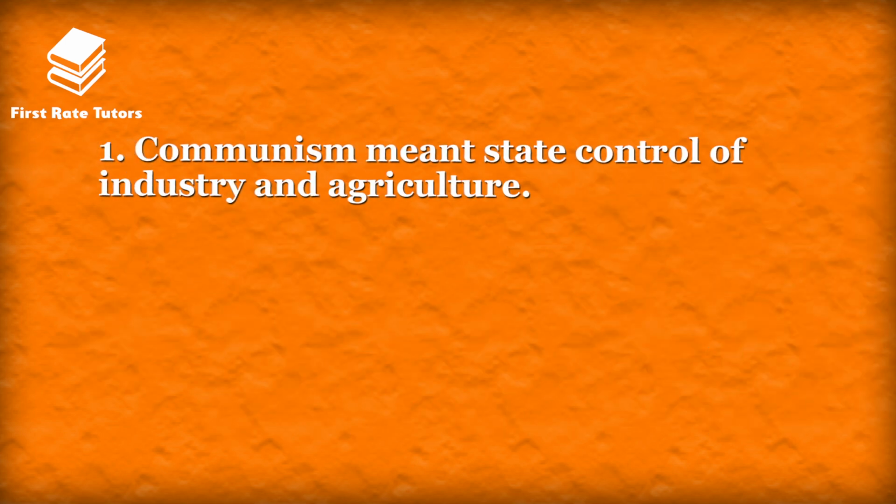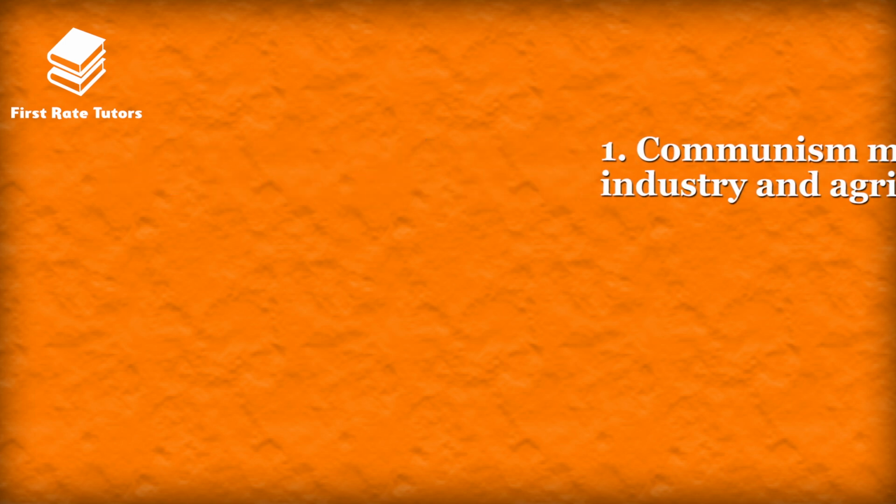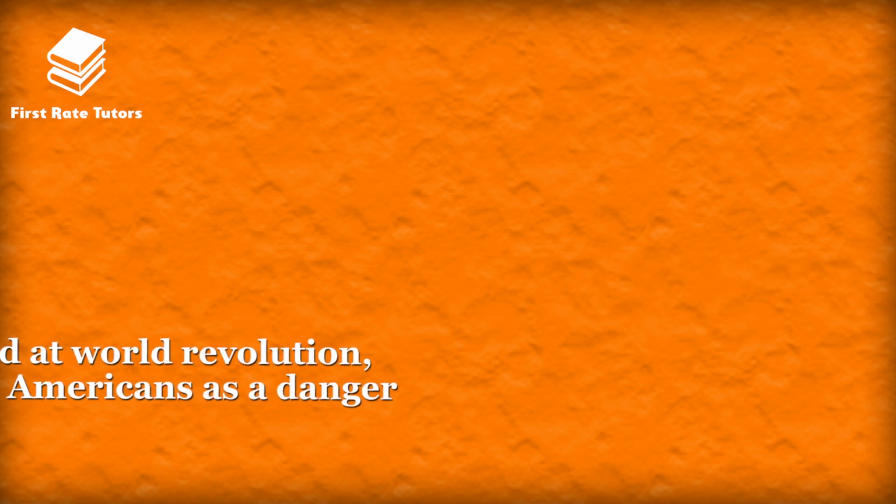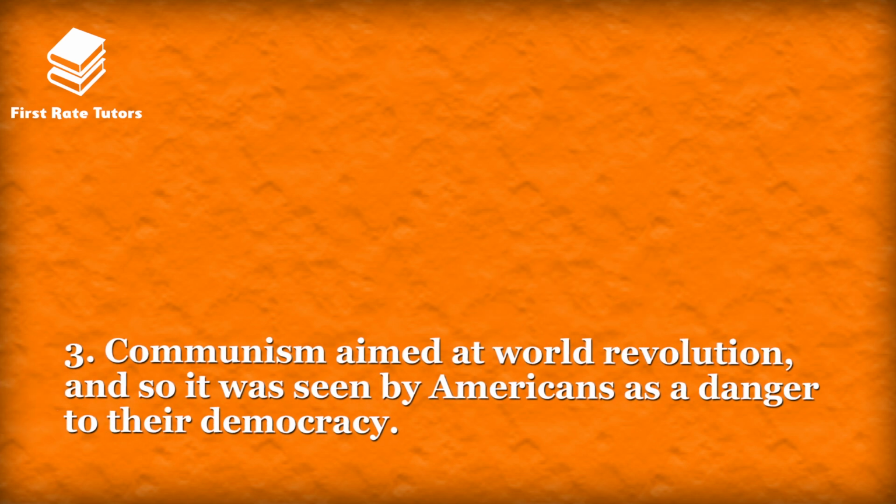So firstly, communism really meant state control of industry and agriculture. And this contrasted with the ideology of the USA, which valued private enterprise, the American dream, that anyone could work their way to the top, which is really at the heart of the capitalist system. Also, the USSR only allowed one political party, which was the Communist Party, whilst the USA valued political freedom. Communism aimed at world revolution, and so it was seen by Americans as a danger to their democracy. However, the communists also feared worldwide American influence.